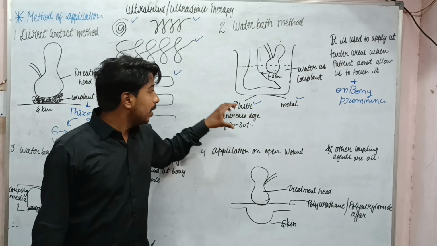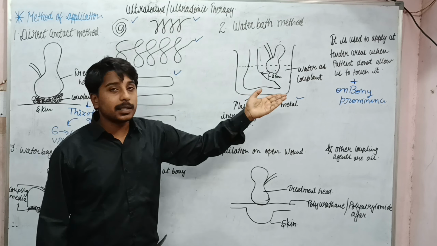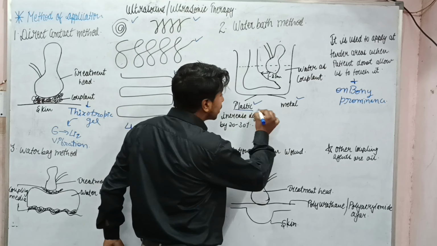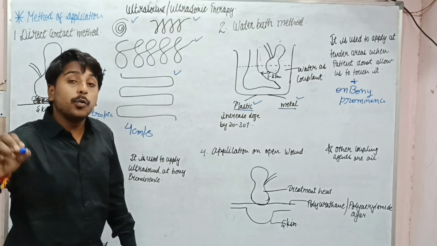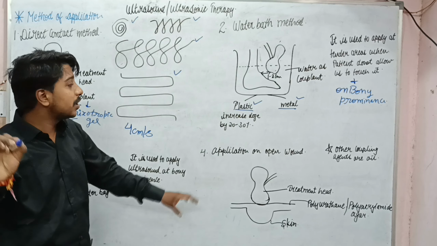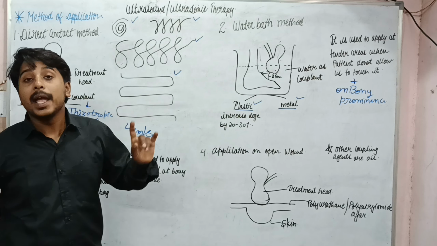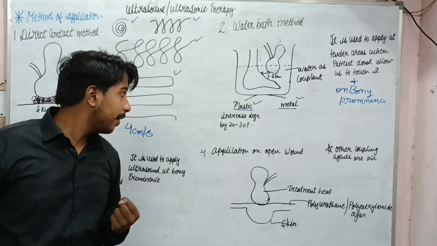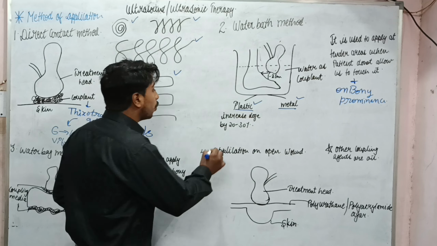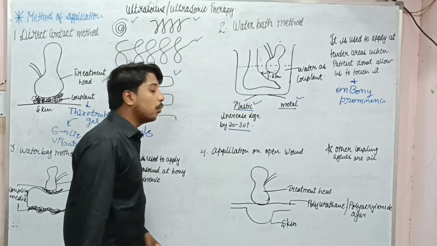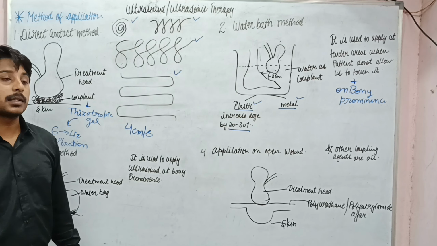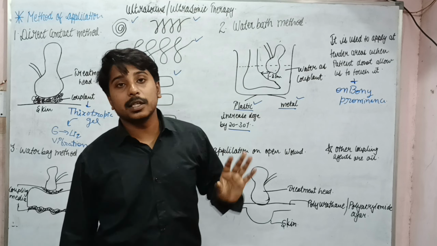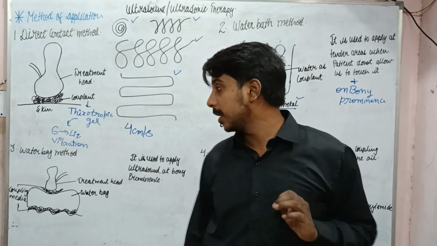Okay, and you need to understand that this basin or utensil which we are using can be either plastic or metal. But if you are using a basin made of plastic material, plastic can absorb some of the ultrasound wave, so we need to increase the dosage by 20 to 30%. So a 20 to 30% dose increase is applied in the water bath method.